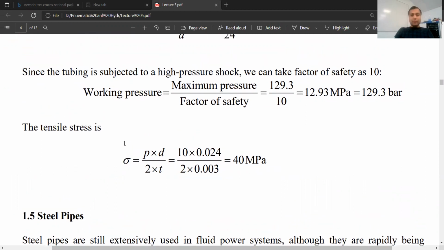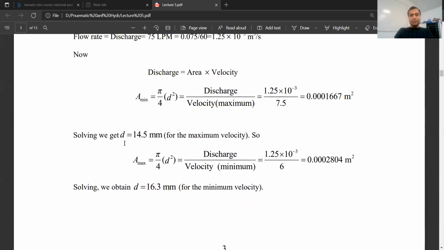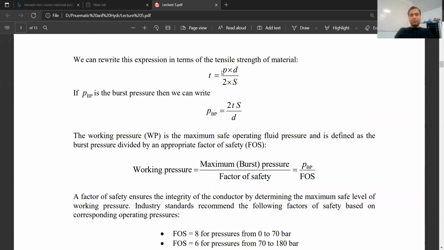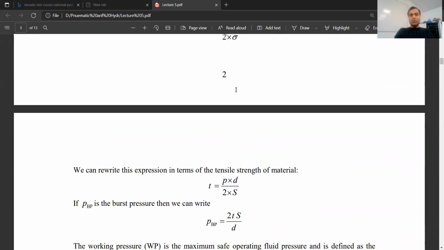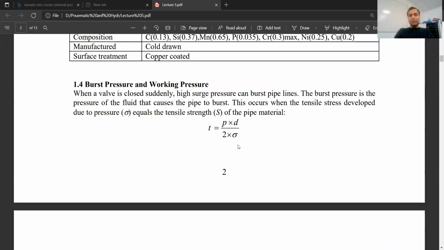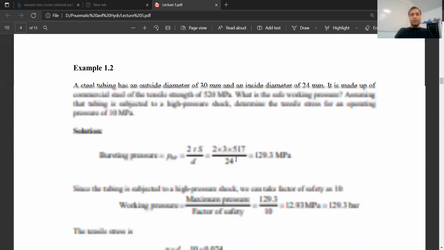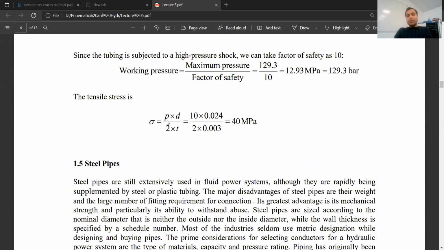So this is the same formula as we learned. Where was the initial formula? Yeah, here. So we use the same formula. If you have a look, they are kind of exactly the same, instead of stress, it is the S. So we are going to use the same formula. So stress is P times D over 2T.